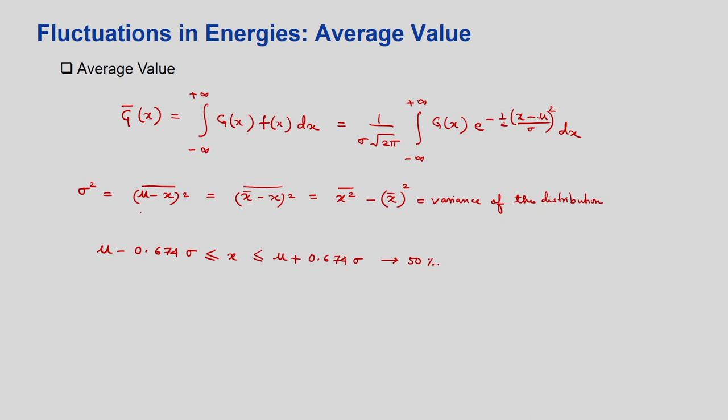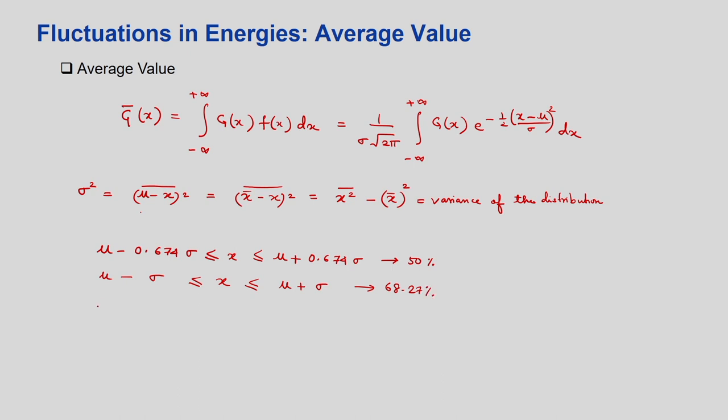So, the probability of observing a state of a system where x lies between these two upper and lower bounds is 50%. In the same way, the probability of finding a system between mu minus sigma and mu plus sigma, the upper and lower bounds, is 68.28%.